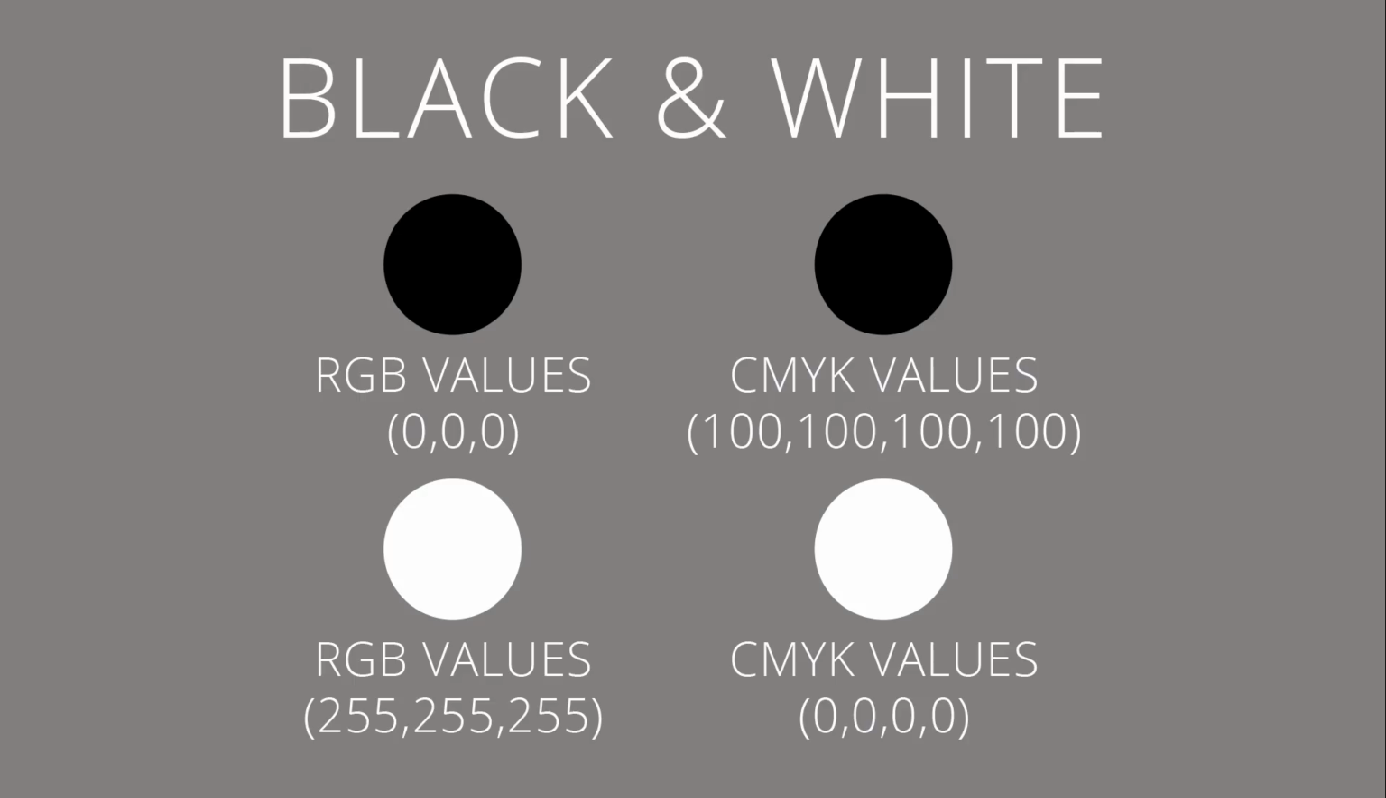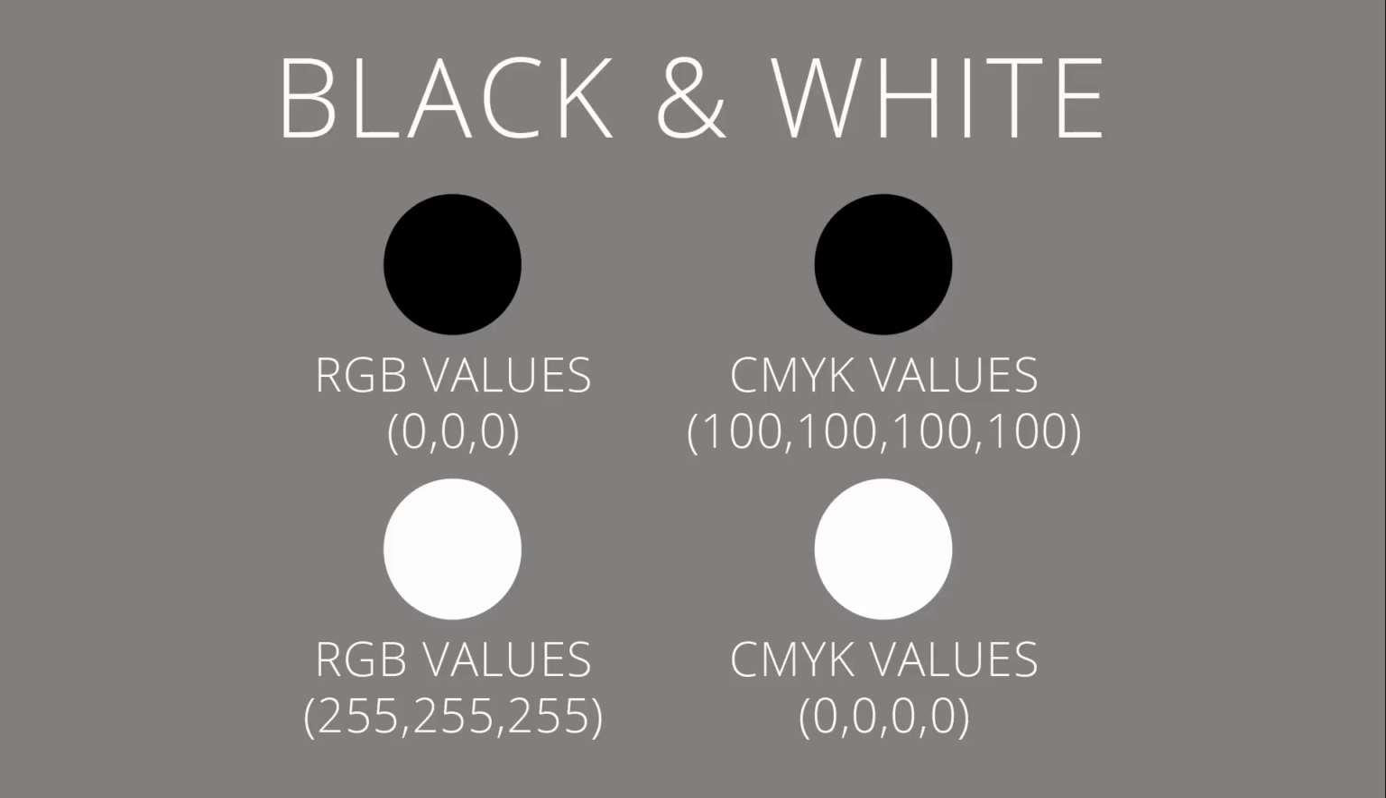Here I have the RGB and CMYK values for both black and white to hopefully better illustrate the additive versus subtractive systems. The RGB values for black are 0, 0, and 0 because the RGB system is light-based and the color black is the absence of all light. Whereas the RGB values for white are the max value of 255 for each of the colors because white is the lightest and brightest color.